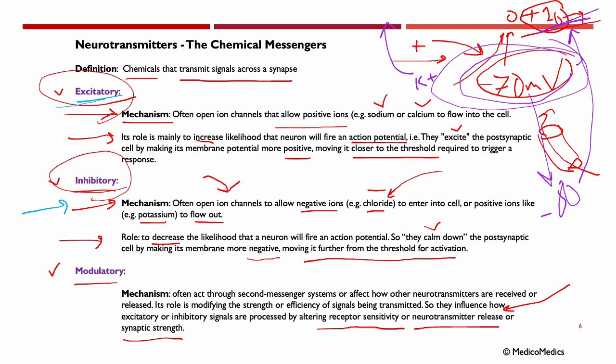Now, what about inhibitory ones? We have one called GABA, which stands for gamma aminobutyric acid, and it is the main inhibitory neurotransmitter in the brain. It helps to regulate overexcitement and is also involved in, for example, prevention of seizures. So GABA. We have glycine, which also acts as an inhibitory neurotransmitter in the spinal cord. Modulatory includes, for example, dopamine, serotonin, norepinephrine, etc.